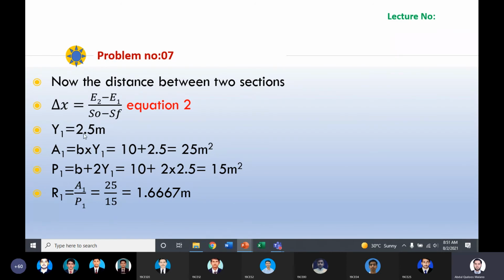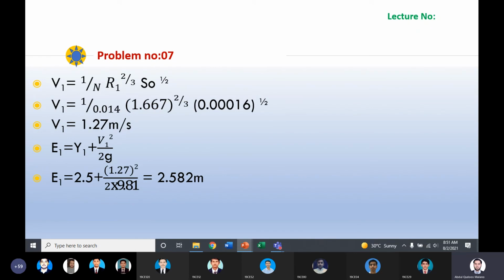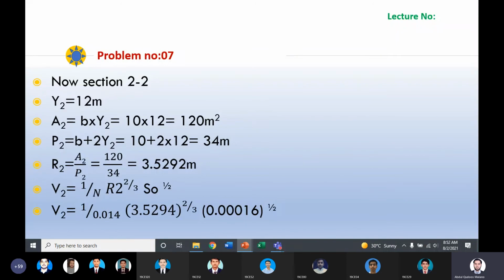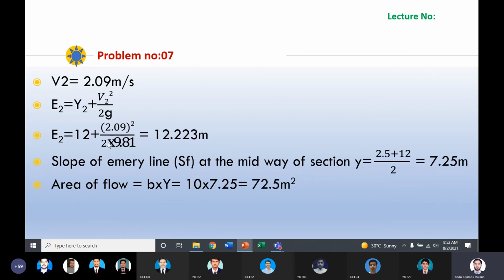So y1 is 2.5 meter, area is b into y1, put the value of y1 2.5. Likewise wetted perimeter and the hydraulic radius are to be determined. Then you can determine the velocity v1 at the first section. So E1 is y1 plus v1 square upon 2g, specific energy. Depth 2.5, velocity 1.27, so you get the energy for the first section. Likewise the things are going to be repeated. The second depth is 12 meter, then you will revise all the parameters. You will get the E2 value.